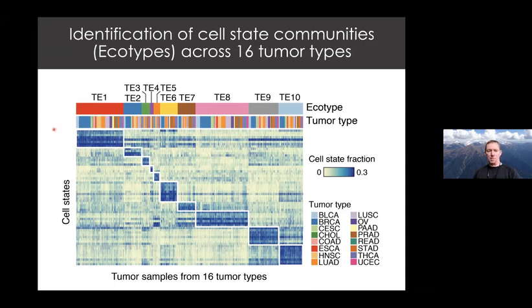But you can see, for example, that breast cancer is the dark blue in this tumor type color bar. And so you can see that it's spread throughout the ecotypes, or conversely, the ecotypes tend to occur across cancer types. So ecotype 1 is not just breast cancer, it occurs in pretty much every cancer type in TCGA, and similarly for the other tumor ecotypes that we discover computationally.